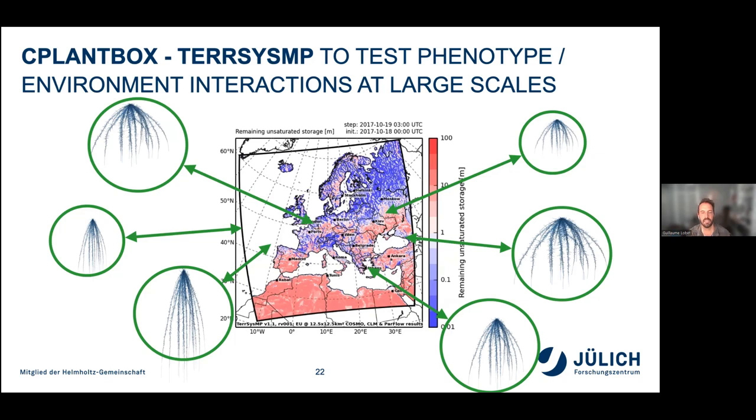The idea there would be to potentially test the effect of differences in root phenotypes or plant phenotypes on the water dynamics on a very large scale. Different plants can have very different root systems, deeper, shallower, with very different performances. And so that's one way we could test that effect on a very large scale. So that's also something we are exploring right now.